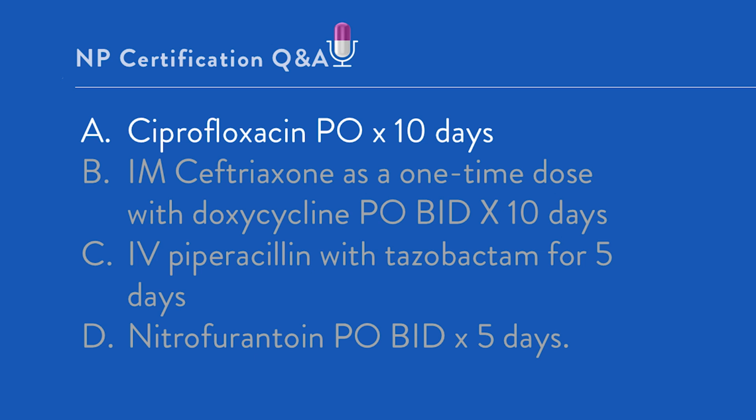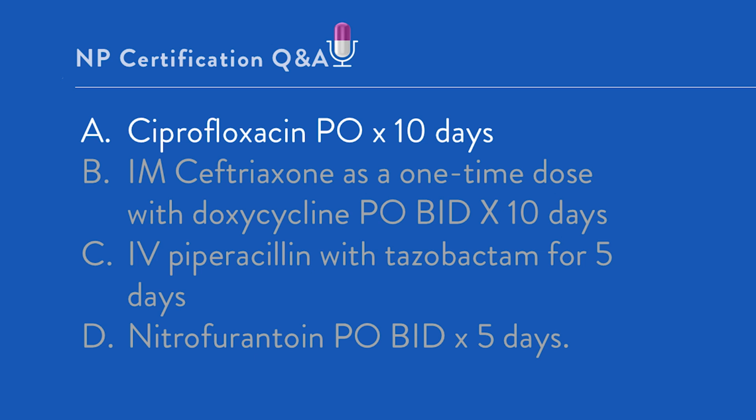Option B, IM ceftriaxone as a one-time dose with doxycycline PO BID for 10 days. This would be an appropriate choice if there was a history of significant STI risk, not present in this situation. I would also perhaps expect to hear a complaint of penile discharge or something along those lines. This answer is incorrect.